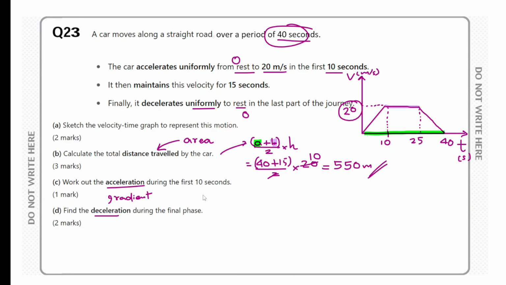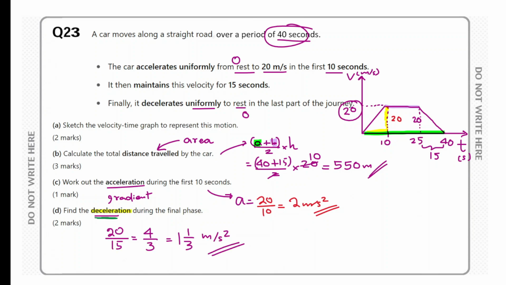Gradient here, you need to consider that is still 20. I need to find the gradient of this line here. And this gap here is 15, 40 take away 25. So the deceleration is, now many students ask, isn't the gradient of this last part negative? So shouldn't I put negative here? No, you don't. The reason is, if the question was what's the acceleration of this last part, the acceleration is negative 4 over 3. That's correct.